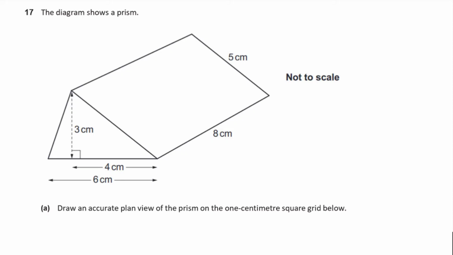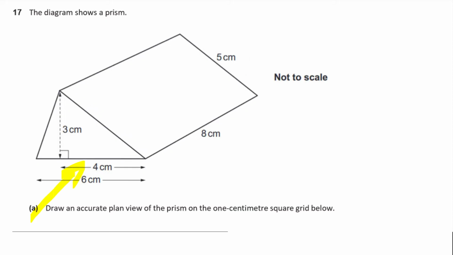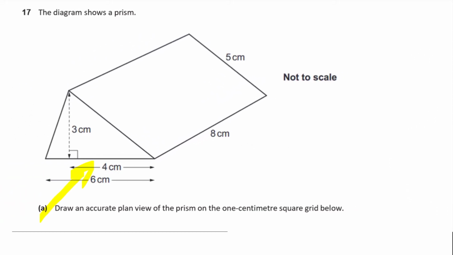Now this topic is called plans and elevations, and you need to know how to construct or find the various two-dimensional views that you can make from this three-dimensional shape. Often you're asked about the front elevation, which is looking at your shape from this direction, or sometimes the side elevation, looking at it from this direction. The plan view, which we're being asked to do today, is like the bird's eye view of your shape, looking down at it from above.